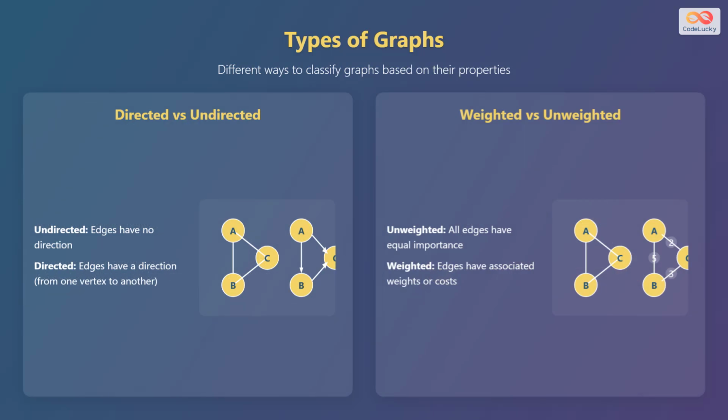Let's explore the different ways to classify graphs based on their properties. Graphs can be classified into directed versus undirected graphs. In an undirected graph, edges have no direction. On the other hand, in a directed graph, edges have a direction, indicating a one-way connection from one vertex to another. Another way to classify graphs is weighted versus unweighted. In an unweighted graph, all edges have equal importance. In a weighted graph, edges have associated weights or costs, representing different values for each connection.